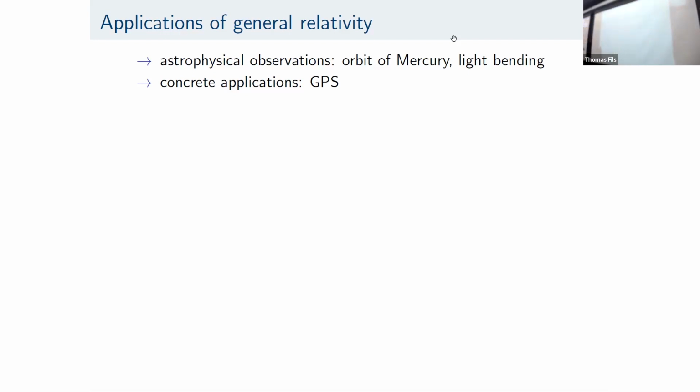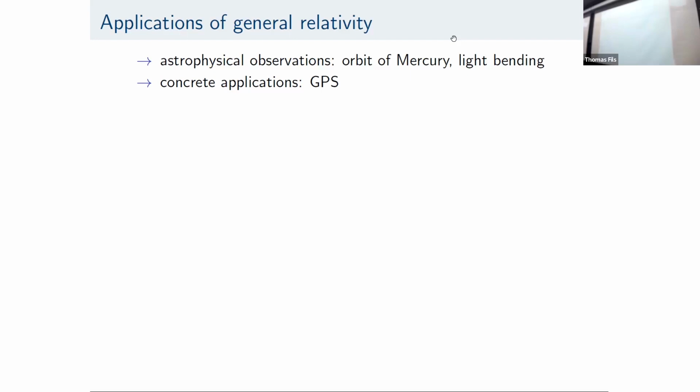So maybe before I put the picture up, you've got Earth, and you've got the satellite up here. The satellite is moving very, very fast, tens of thousands of kilometers per second. I think it's about 14,000. Because it's moving very quickly, it undergoes special relativistic effects.